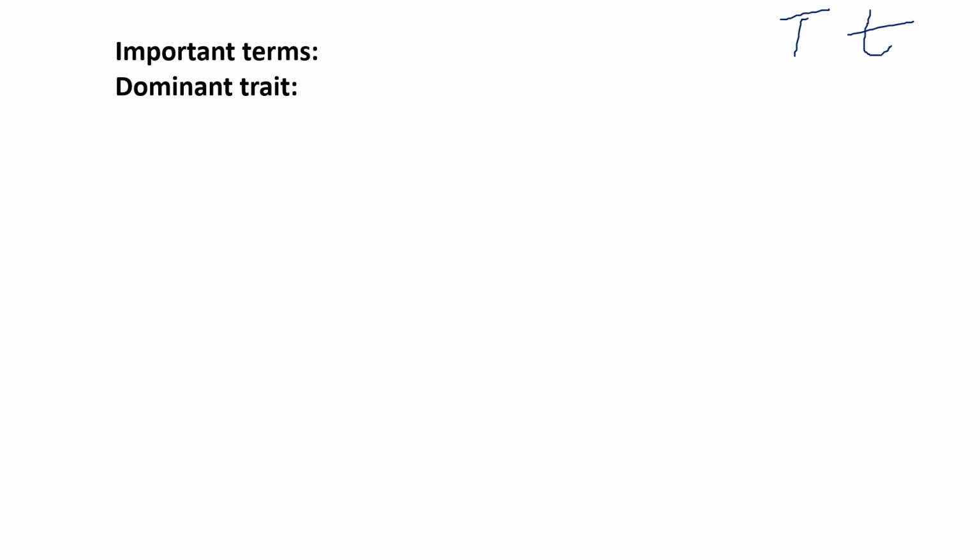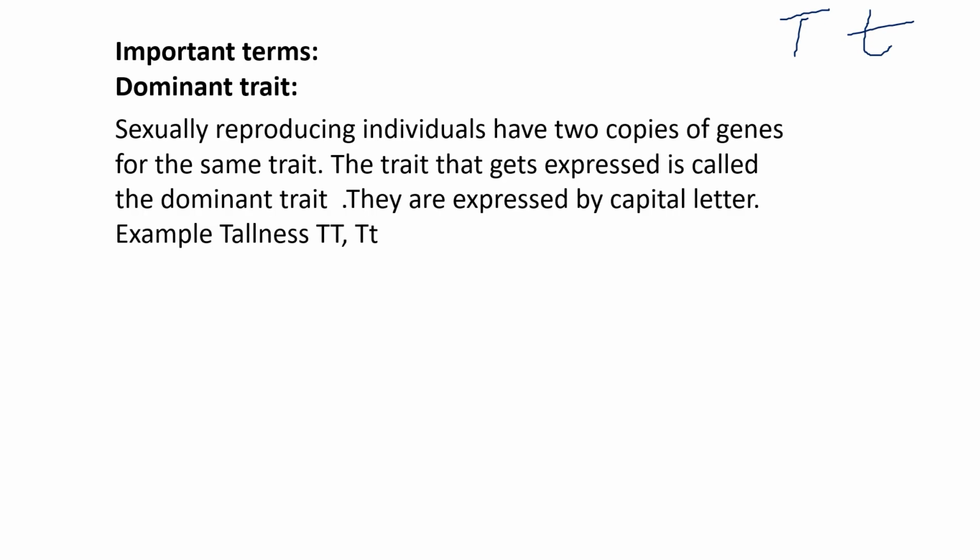In sexually reproducing organisms, an individual has 2 copies of genes. These are the 2 copies of genes for the same trait. The trait is tall, that means length of the stem is the trait. One is tall, one is tall. So sexually reproducing individuals have 2 copies of genes for the same trait. The trait that gets expressed is called dominant trait.